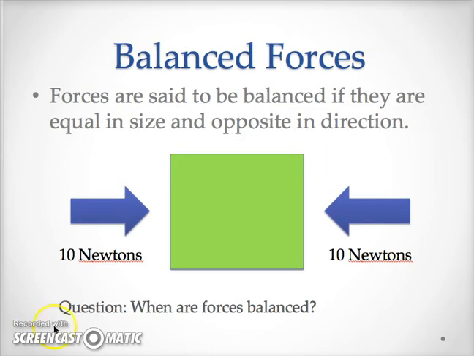Forces are balanced if they are equal in size and opposite in direction. For example, if we have a box and this force is pushing this direction with a force of 10 newtons, and this force is pushing this direction with a force of 10 newtons, they are equal size, but one's going to the right and one's going to the left. They're going opposite directions.